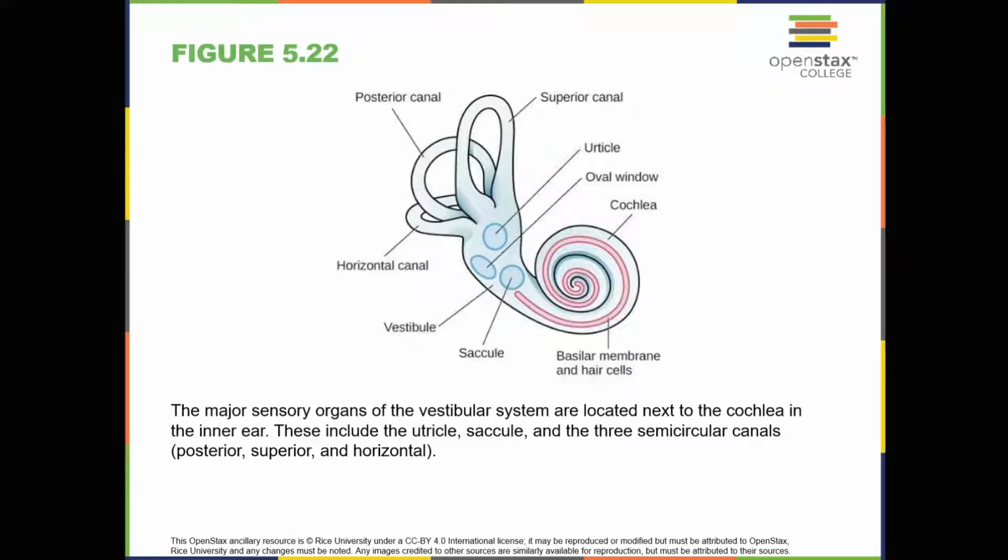The vestibular sense, proprioception, and kinesthesia. The vestibular sense contributes to our ability to maintain balance and body posture. As figure 5.22 shows, the major sensory organs, utricle, saccule, and the three semicircular canals of this system are located next to the cochlea in the inner ear. The vestibular organs are fluid-filled and have hair cells, similar to the ones found in the auditory system, which respond to movement of the head and gravitational forces. When these hair cells are stimulated, they send signals to the brain via the vestibular nerve.